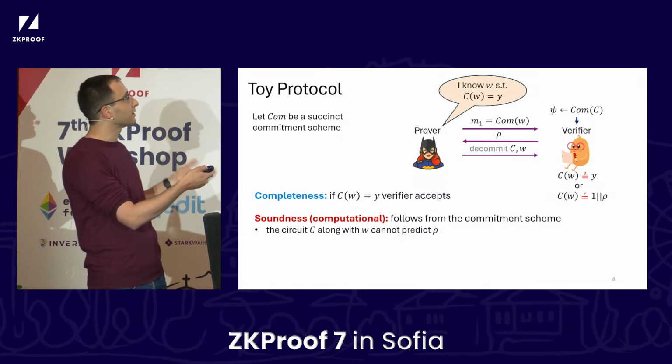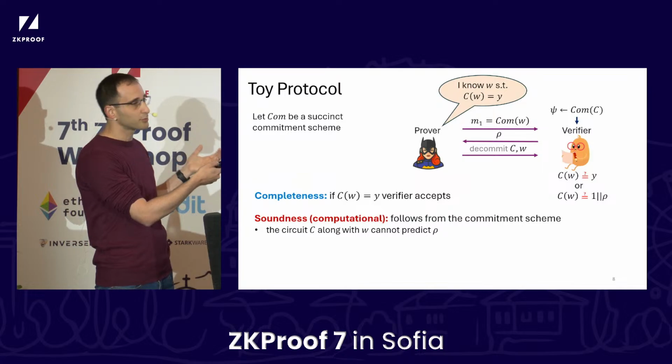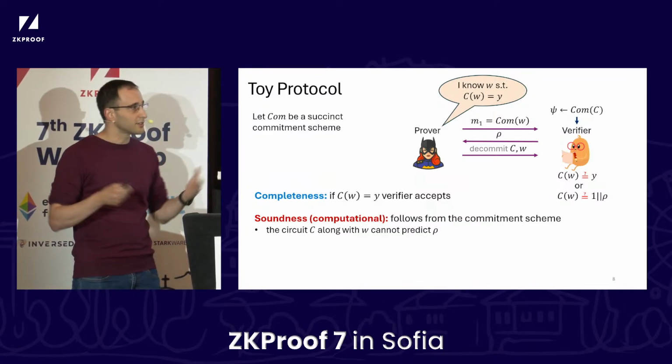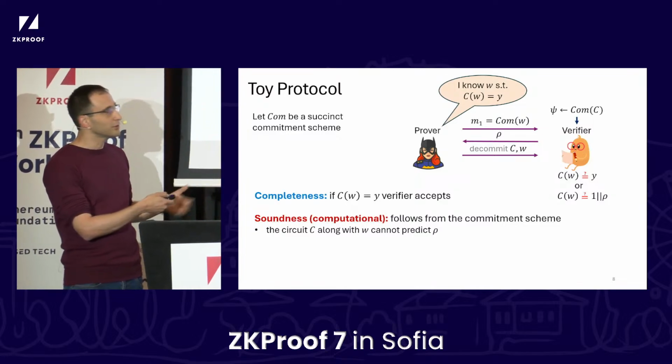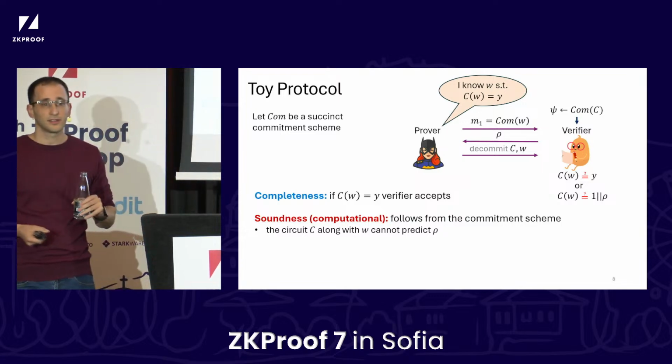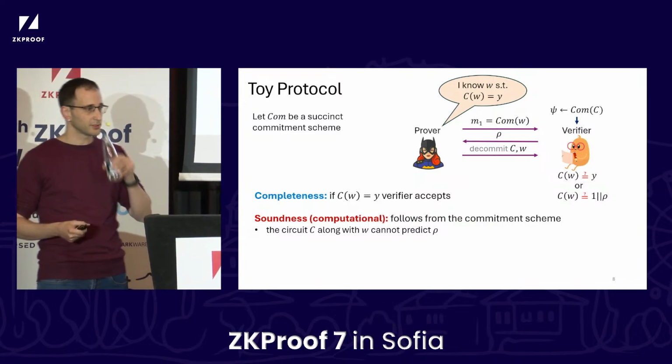You're committed to the circuit C, you're committed to W already at this point. Now the verifier is going to choose a random rho. Okay, there's just a negligible chance that the C and W are going to predict rho. Okay, so this protocol is an argument scheme, has computational soundness.